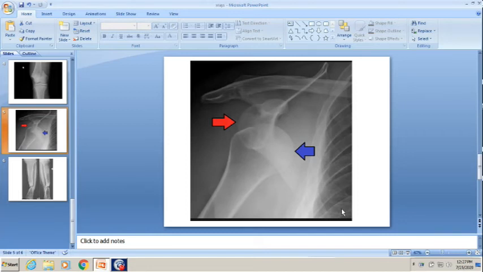Is there any other? So Hippocratic technique. I heard Hippocrates. Anything else? The traction countertraction method. Very good.